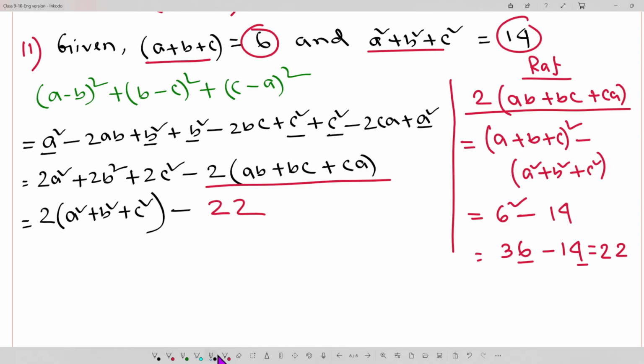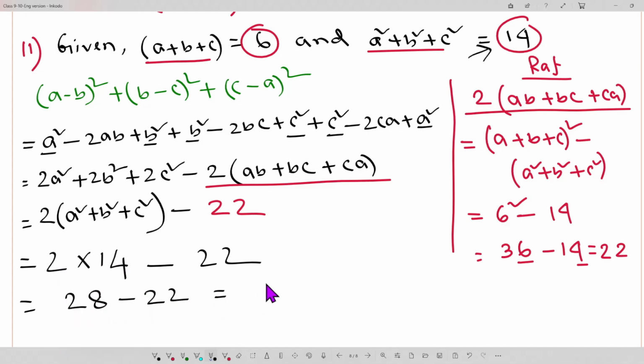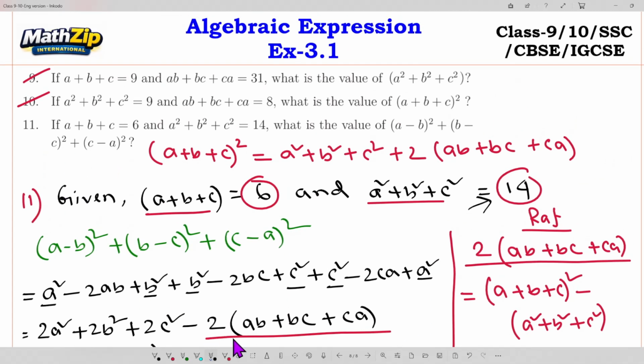Now we can write 2 times (a square plus b square plus c square) is 14 times 2, so it will be 14 times 2 minus 22. So 14 times 2 is 28, minus 22, it will be 6. So our answer is 6. So finally we have completed 9, 10 and 11 successfully.